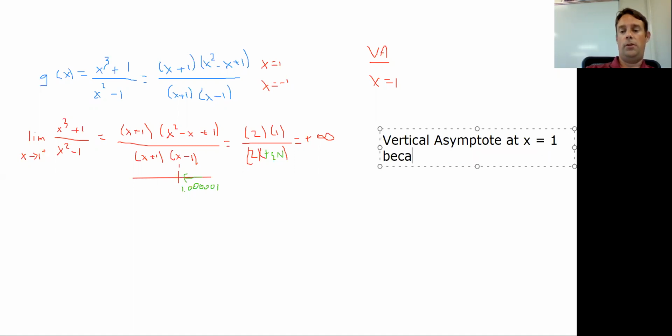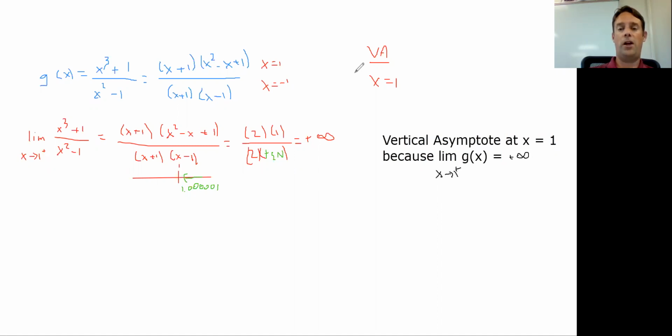x equals 1 because the limit of g of x equals positive infinity. So vertical asymptotes are when the graph or the limit approaches positive infinity.